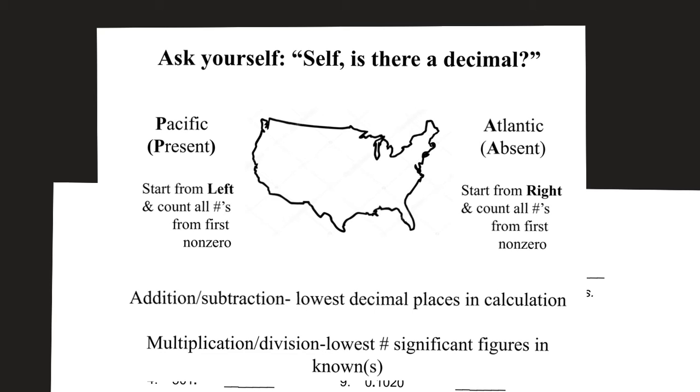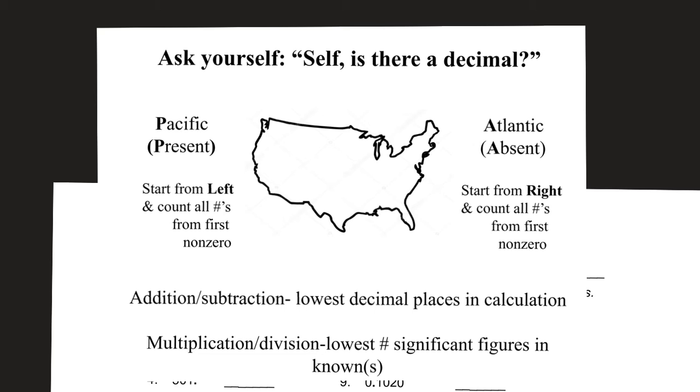So remember, if it's to the left of the United States, on the west coast, that's the Pacific Ocean. The reason why we use the Pacific Ocean is because the decimal is present, and you've got a P for Pacific and a P for present. On the other side, on the East Coast, we've got the Atlantic Ocean. The A in Atlantic reminds you the decimal is absent. So we use this to know which side of the number to start counting on.